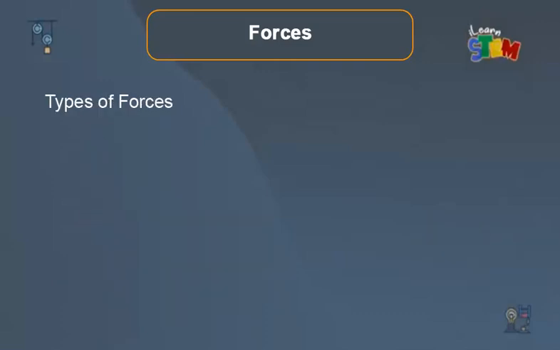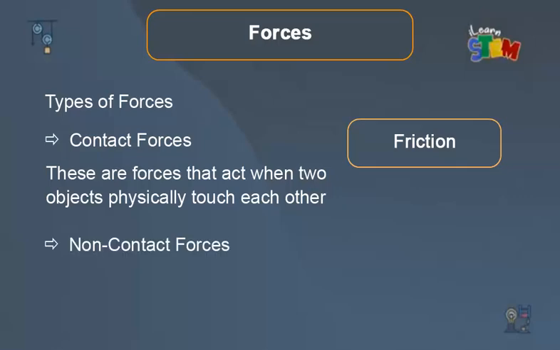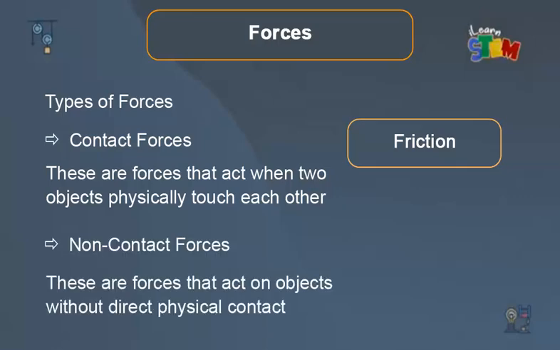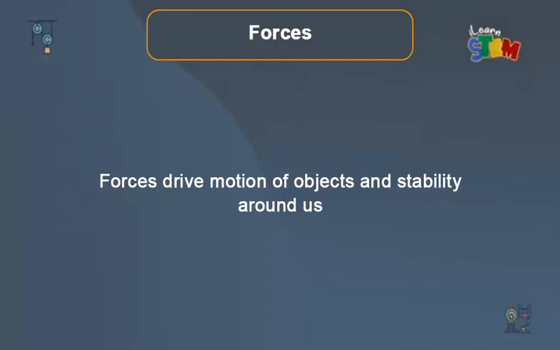There are two main types of forces. Contact forces. These are forces that act when two objects physically touch each other, like friction. Non-contact forces. These are forces that act on objects without direct physical contact, like gravity. Forces are everywhere, driving the motion and stability of objects around us.